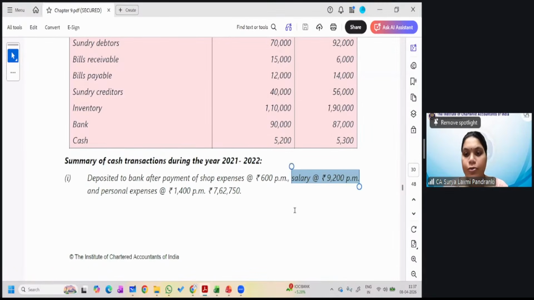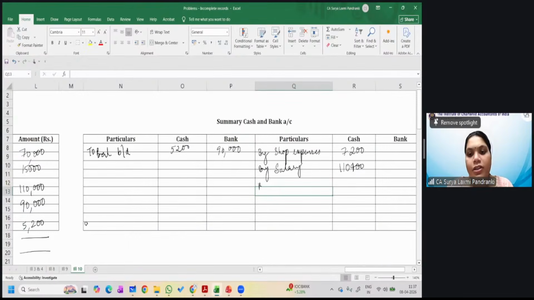What else we have? Salary of 9,200 is done. Then personal expense is there. Now this personal expense also they gave you per month. So how much it is? I'll write drawings, ma'am, because it is coming under the personal expense. 1,400 per month, 16,800. Okay. All three I've written in cash column. It is because after paying all these three only I have deposited into my bank account, right?